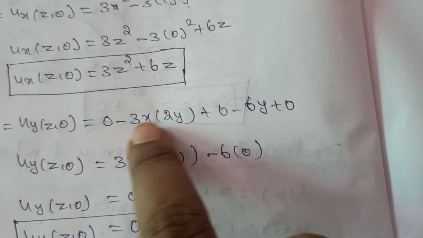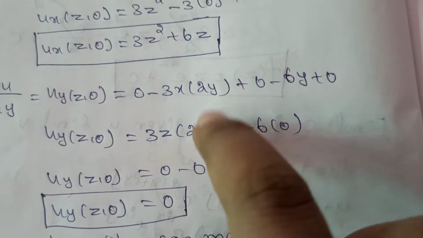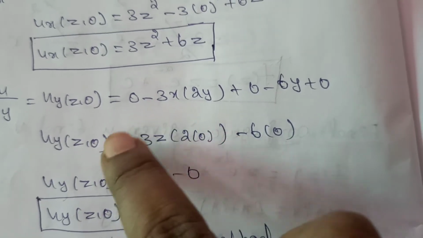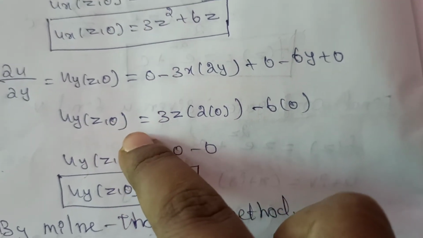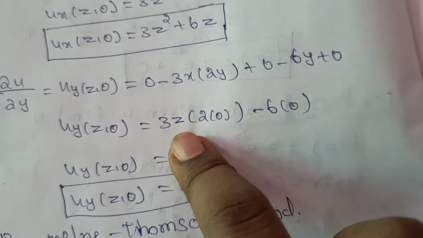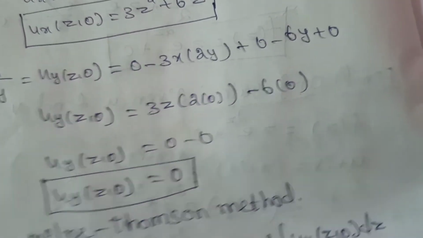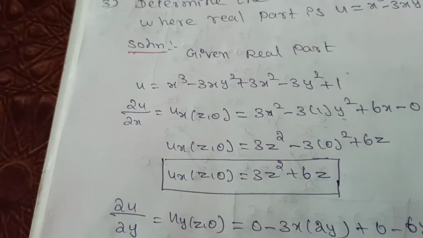Now uy of z comma 0 is obtained by substituting x as z and y as 0. That is minus 3z into, actually, here the minus becomes the minus value.